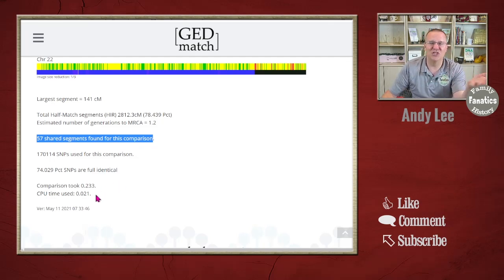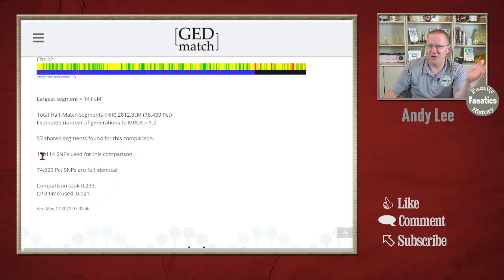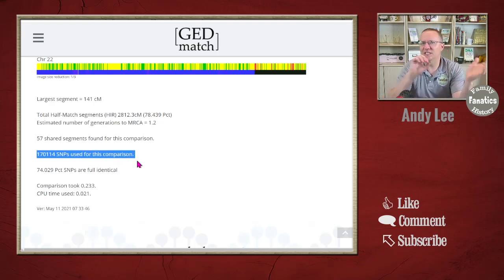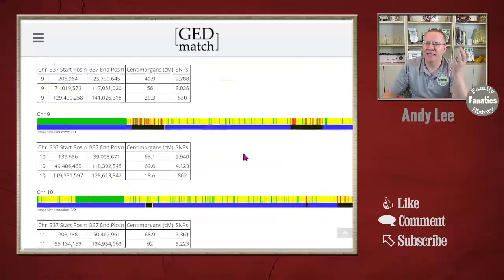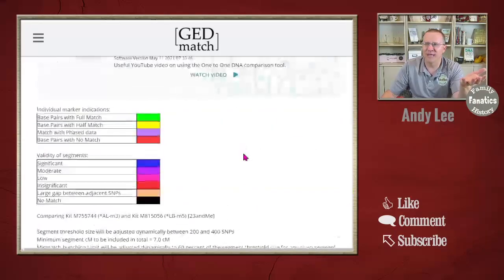And some of the rest of this is just for information. So for instance, there were 170,000 SNPs that me and my brother both have in our kits, because we tested at different places, that they were actually able to compare. And 74% of these SNPs were fully identical. So actually the majority of this was fully identical, but there's lots of no matches or only half matches in between. Now, just looking at this view, you can't really tell that 74% of these are fully identical.